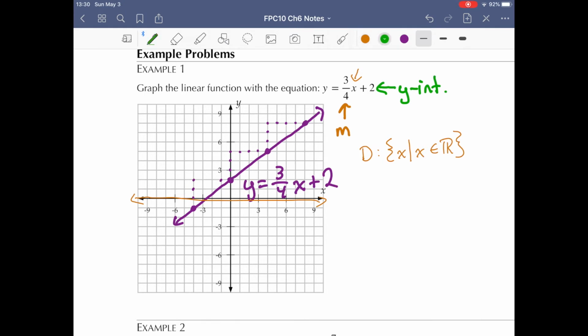Our range is how high up and down it goes. Well, it's going down forever and it's going up forever. So our range could be any y values. You're going to find that most linear functions have this domain and range.